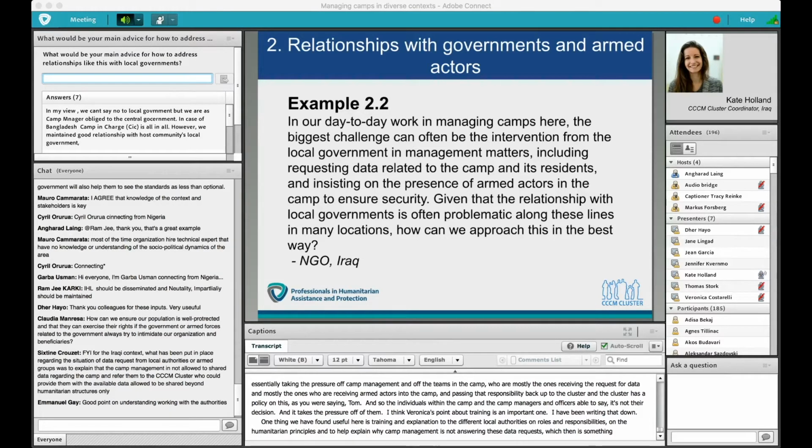But possibly we need to focus a bit more as well on training our camp management teams in order to be able to deal with often quite difficult situations.